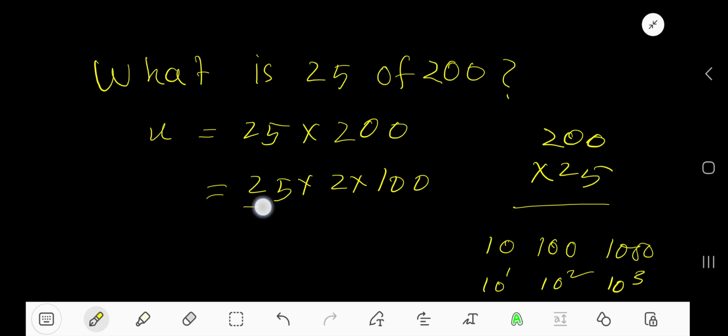Right? So just multiply these two numbers. 25 times 2 means 50. Now attach the number of zeros from the power of 10. The number of zeros here is 2, so attach them right here. So 5000 is our answer.